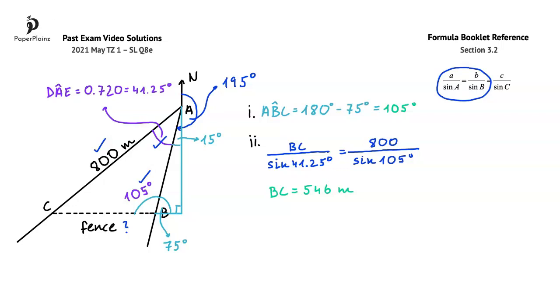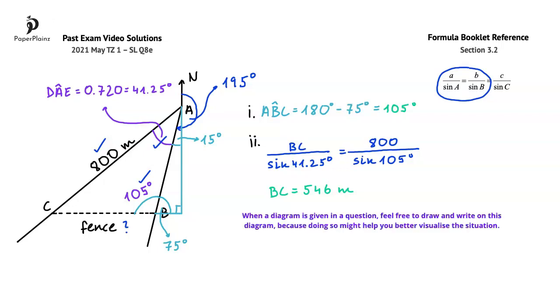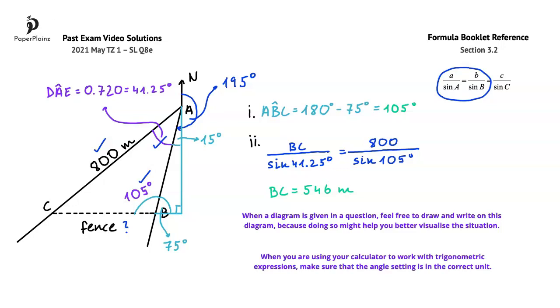The first one is that when a diagram is given in a question, feel free to draw and write on this diagram, because doing so might help you better visualize the situation. The second tip is that when you're using your calculator to work with trigonometric expressions, make sure that the angle setting is in the correct unit. Having your angle in the wrong setting can easily mess up most of your calculations.